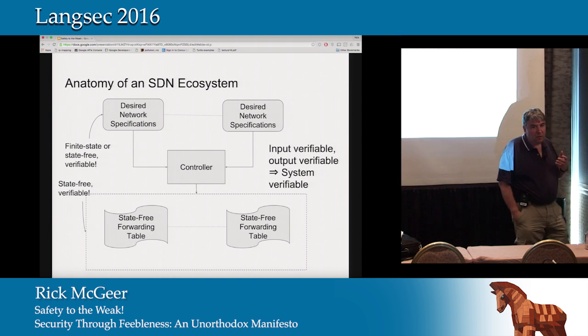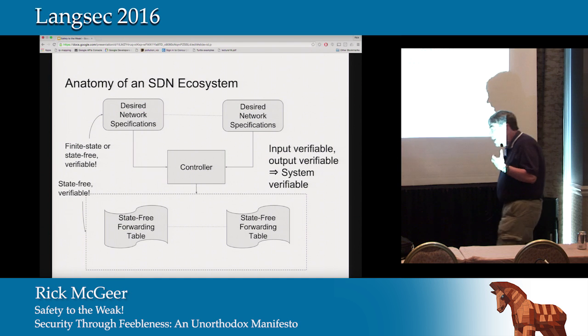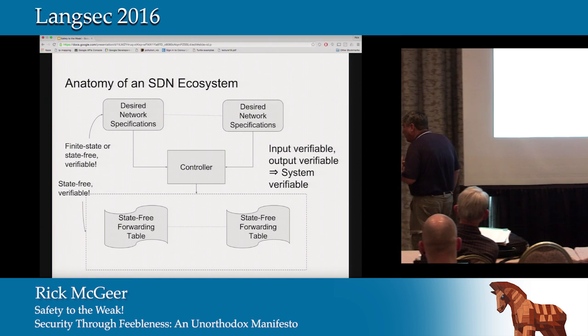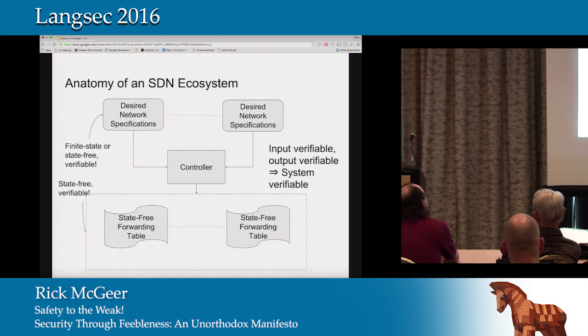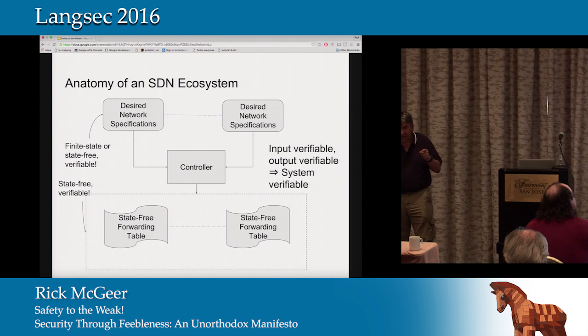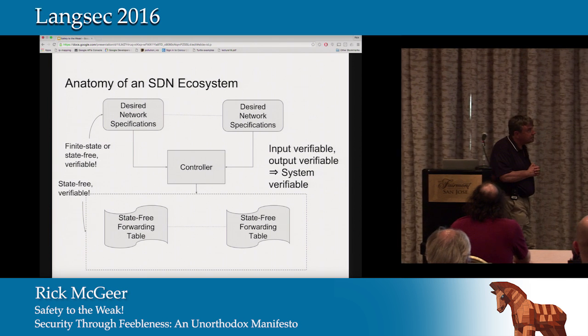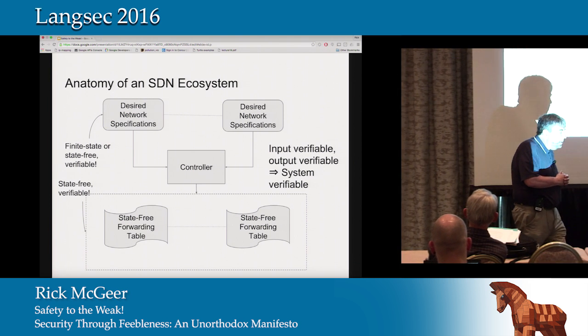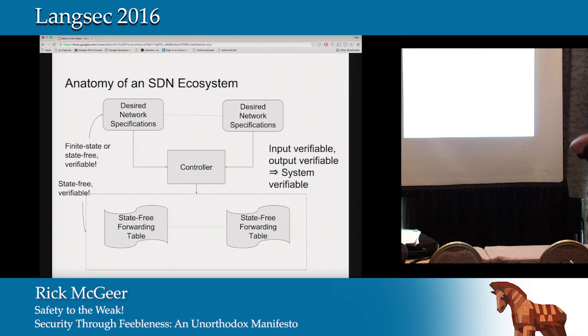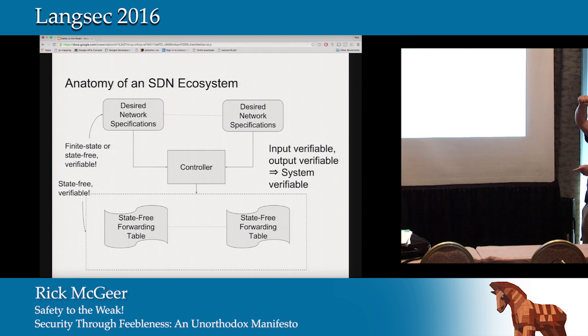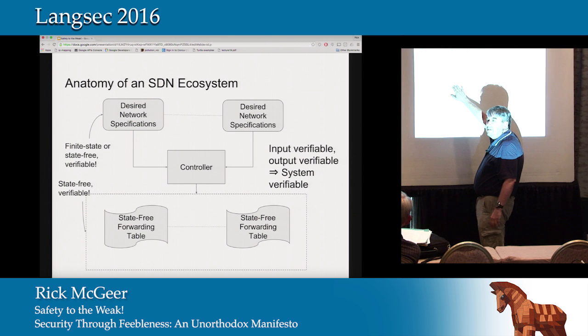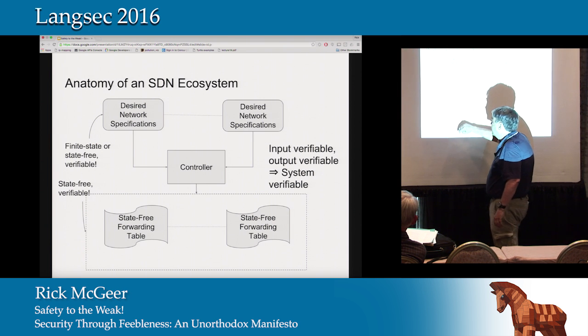The idea was, let application writers specify the network that they want, much as a storage application designer gets to say, here's how I want you to lay out blocks on disk. But it turned out that when people did that, what they actually said was, here's a graph of the network I want, here are the weights on the edges, controller, make it happen. Well, this desired network specification is state-free as well. So this is finite or state-free, and therefore verifiable.